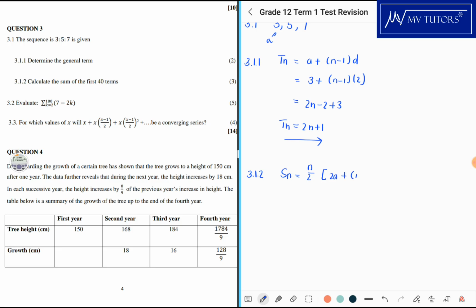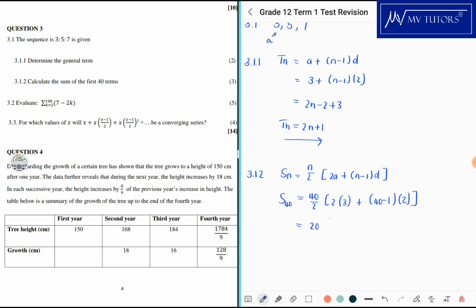I just happen to remember it, which saves time if you do know it, but please just make sure that you always check. All right, so we're looking for the sum of the first 40 terms. So in the place of n, we're going to put 40. All right, the first term is 3, and we're going to say 40 minus 1, and D is 2. So you can just plug all of this into the calculator.